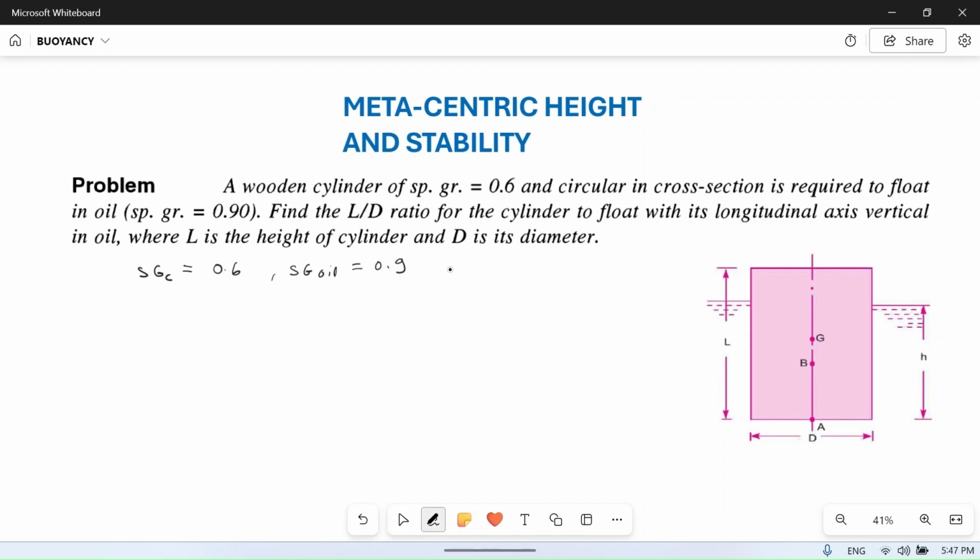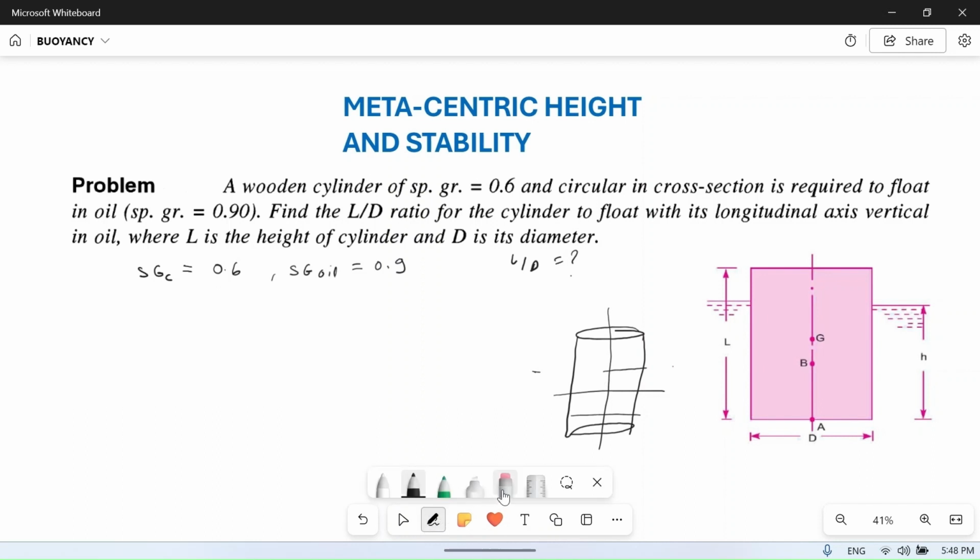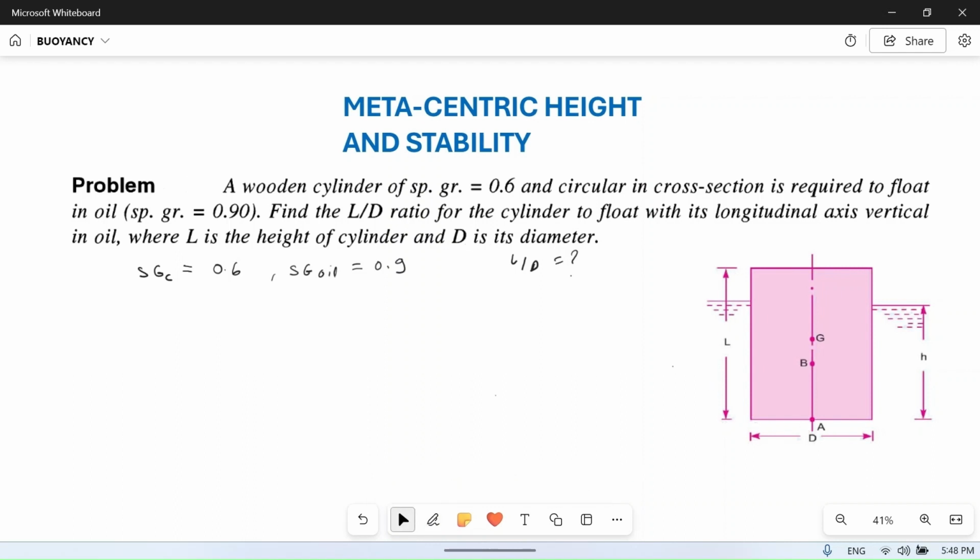So we have to find the length by diameter ratio of the cylinder to float with its longitudinal axis vertical in the oil. So if this is the cylinder, then it has to float vertically like this in the oil. Okay, so that is what it means. L is the height of the cylinder, given in the diagram already, and D is the diameter.